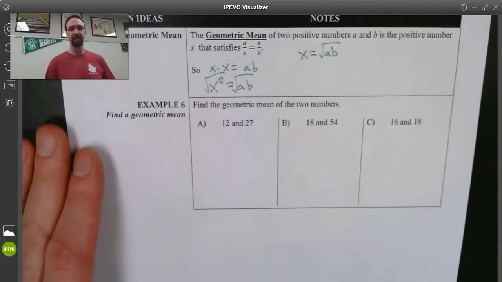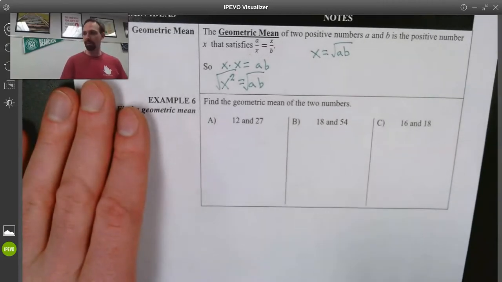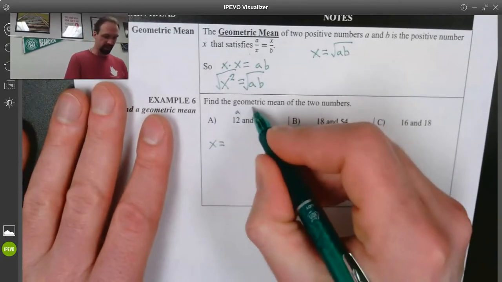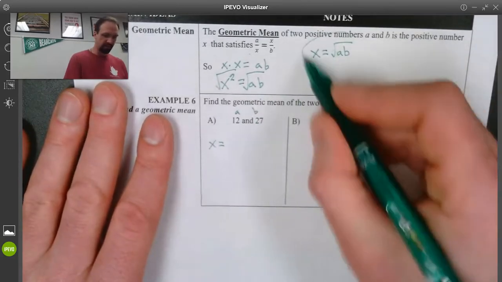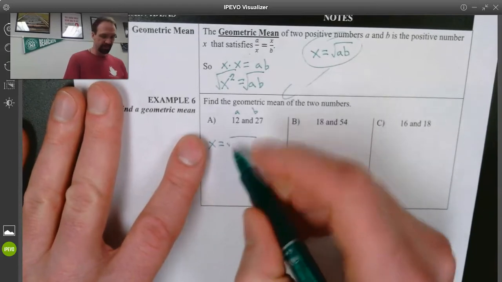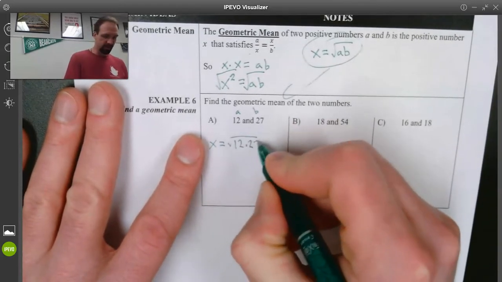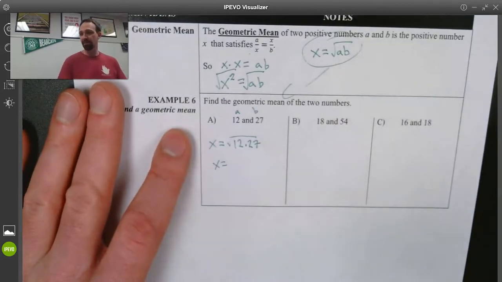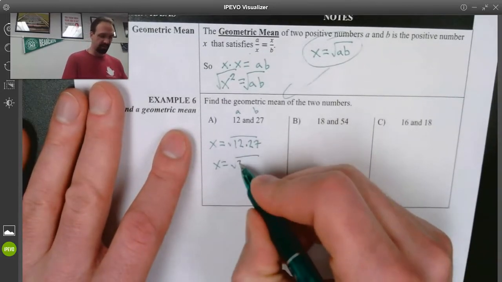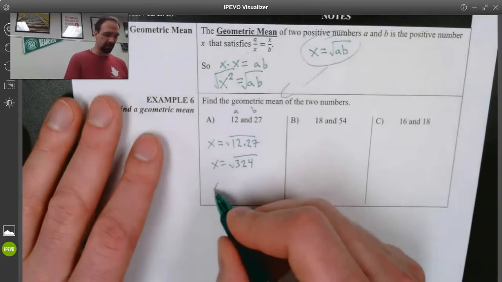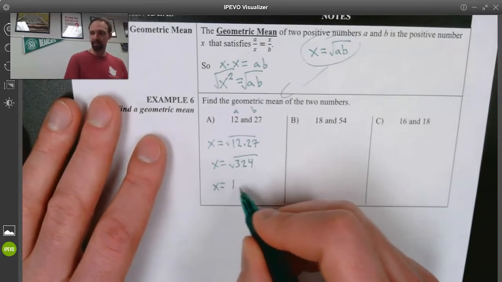So this one says find the geometric mean of these two numbers. So what we're going to do is we're just going to take x equals, so if this is a and this is b, we're just going to use our formula here. So we're just going to use that to give us the square root of 12 times 27. So I'm going to do 12 times 27 first. 12 times 27 is 324. And so then I just check in my calculator, what's the square root of 324? And you get x equals 18.